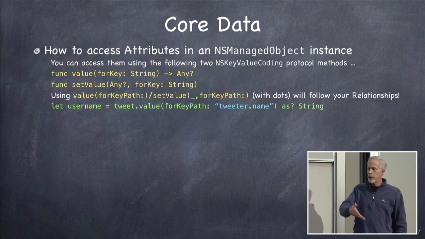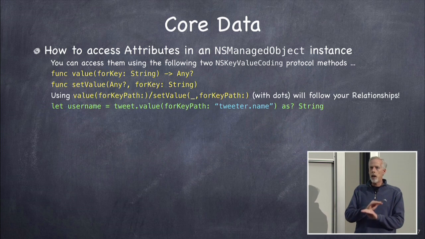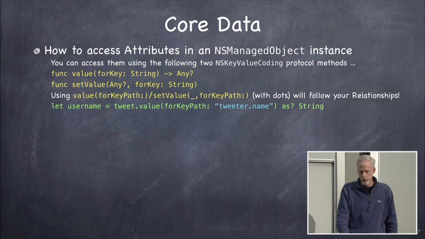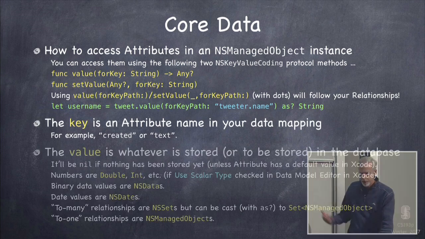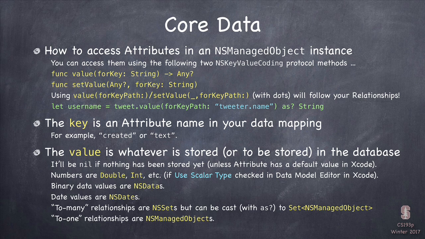So we're not really going to use this API, but this is the underlying basic way that Core Data is doing this. Yes, the key is just the name of the attribute, and the value is all the things we talked about before.